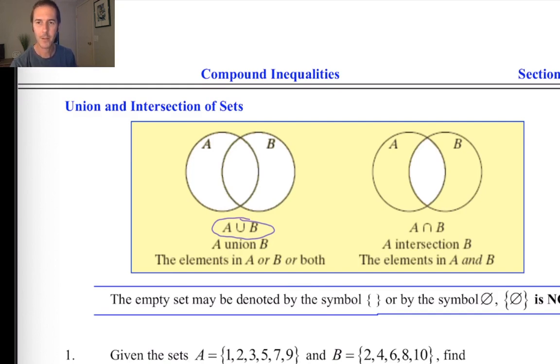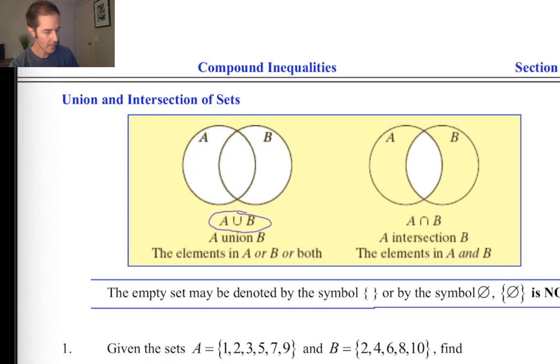And what it means is that we're interested in the elements that are in A or B or both. We won't end up double counting the elements that are in the overlapping section. That's what they have in common. But we sort of take all the stuff from A and B and we pour them into one container and we take out any duplicates. And you'll see what that looks like in our first example.